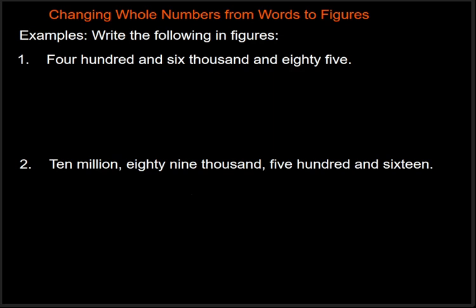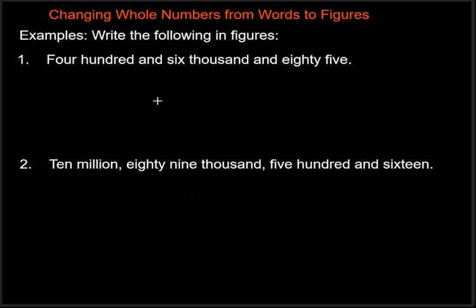Before we look at that, you must understand that when we are changing from figures to words or words to figures, what we use is the families, the groupings that we did. Remember the groupings, the unit family, the thousand family, the million family, the billion, the trillion, quadrillion, and the rest. So you must remember that when we are writing in words and in figures, we make use of grouping and the families.